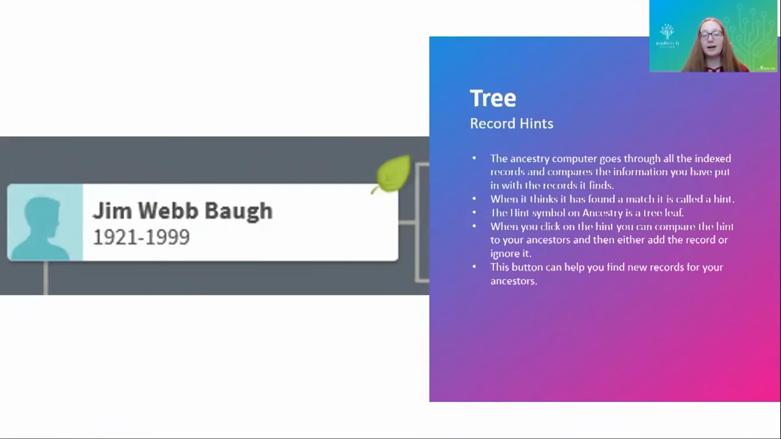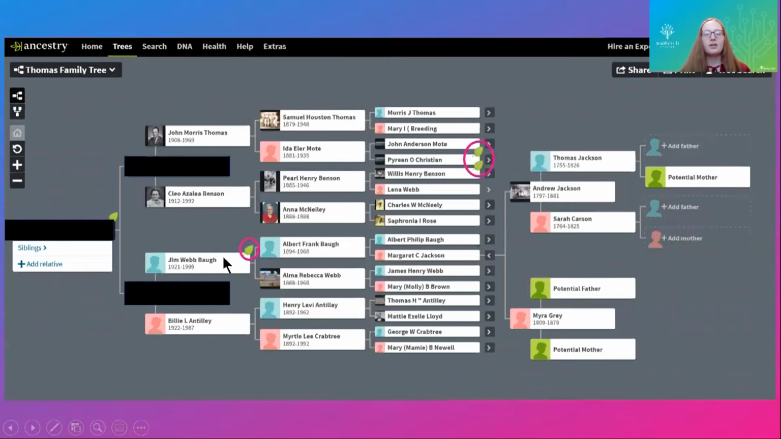Next up is the record hints. These green leaf things indicate record hints on Ancestry. The Ancestry computer works like the FamilySearch one, and it goes through its entire Ancestry database of all the records and then finds ones that might match your ancestors. Then you can go ahead and add the records, but this green leaf indicates that there is a record that might be a possible match for your ancestor. This is what they look like when we're looking at a tree. You can see they're circled in pink. So those ancestors have records that we could go and look at.